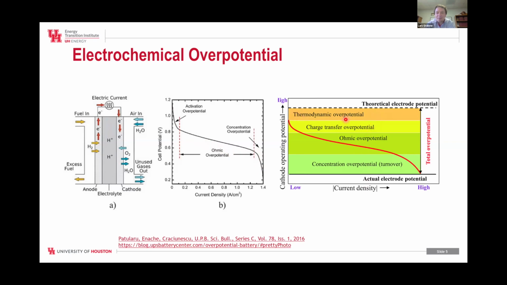I have another graph here that shows the first two in a little more detail. So there's a thermodynamic overpotential and then a charge transfer, or sort of a kinetic, overpotential. So these two are potentials that we can look at very carefully and try to avoid or minimize through the design of very active anode or cathode materials.